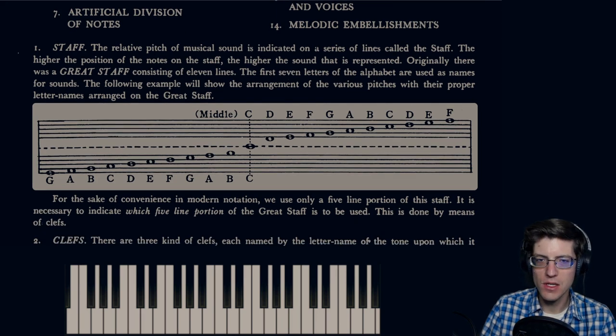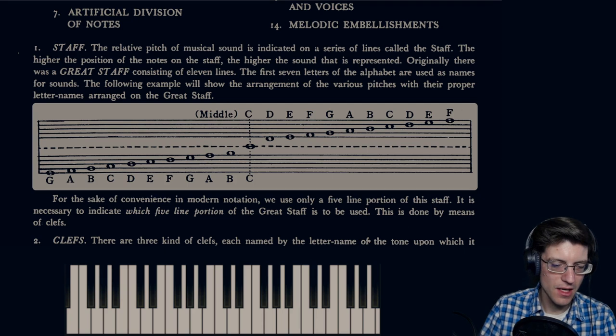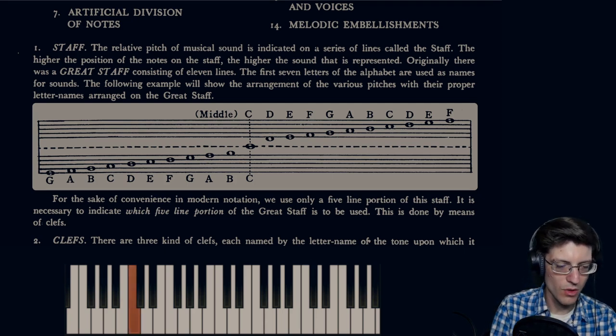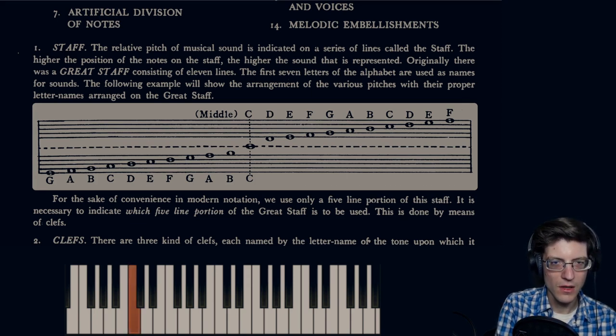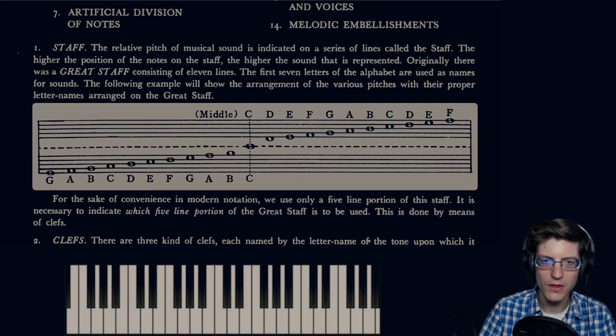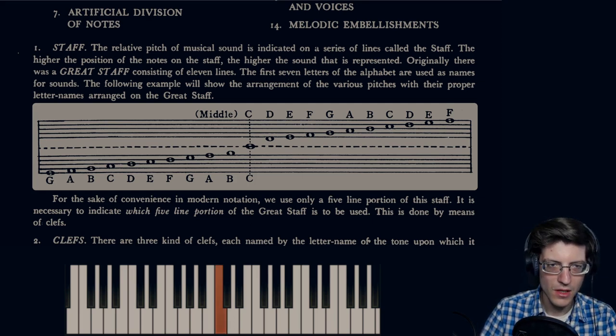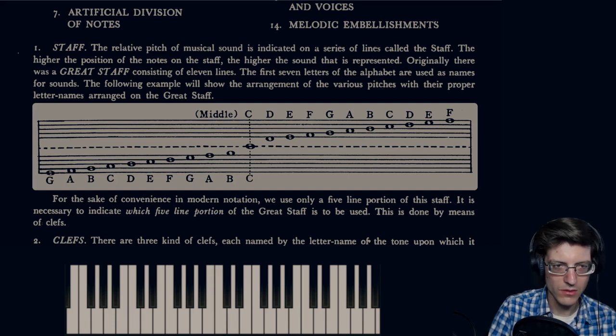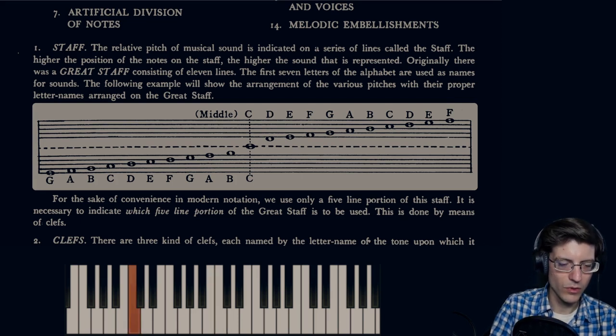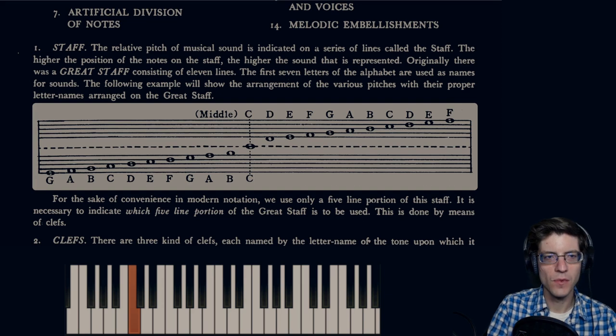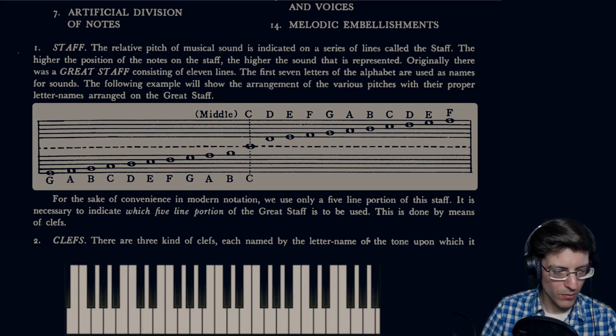staff. So you see here that middle C, that's essentially here on the keyboard, and then I'll modulate down. So that's low C. So we'll call that middle C. You really can't see on this keyboard that that is middle C. Let's bump it up one.